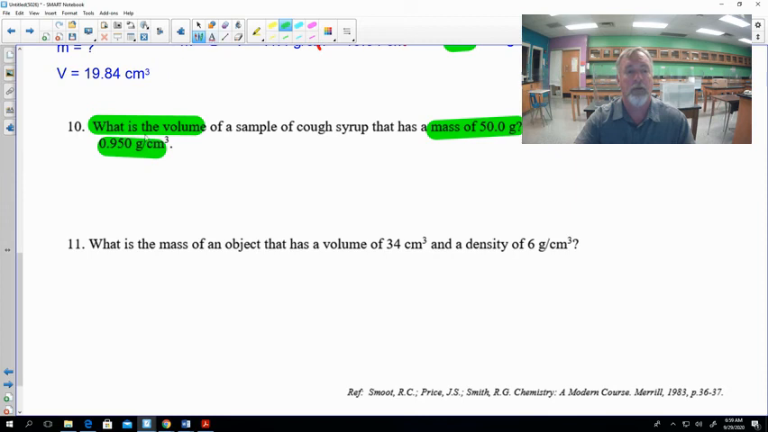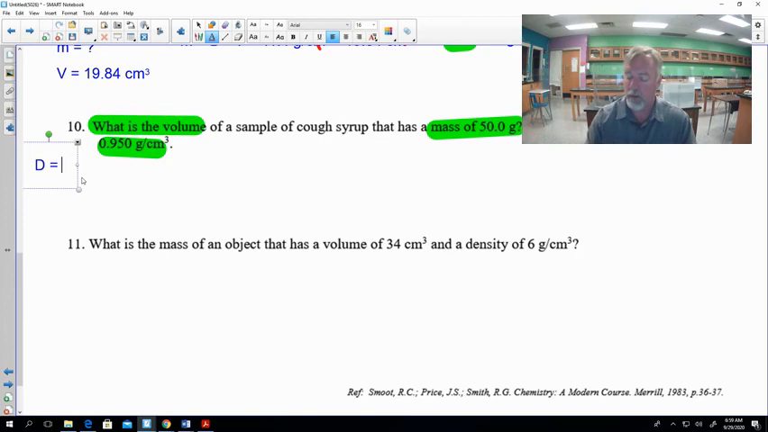So let's start off again in our right margin. We're going to put density equals, and what do they tell us? 0.950 grams per cubic centimeter. Mass equals 50.0. And that leaves us volume, which of course is what we're looking for.